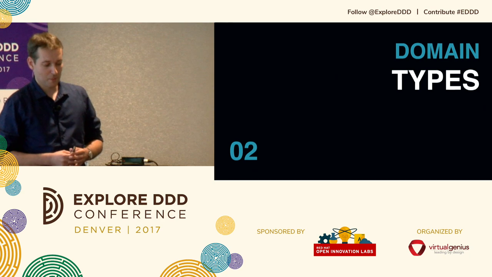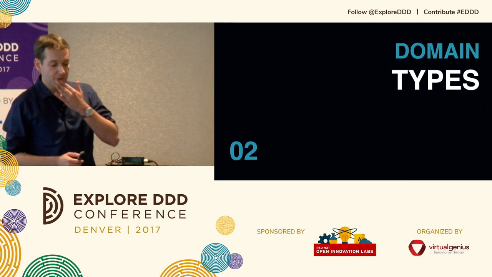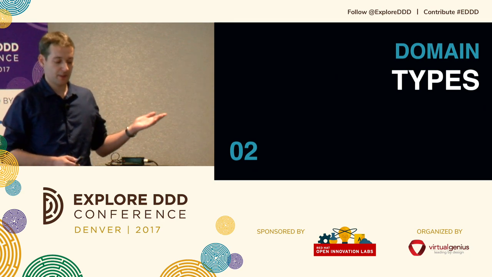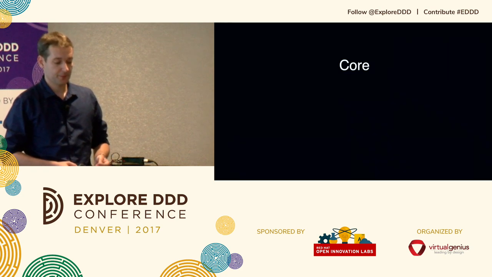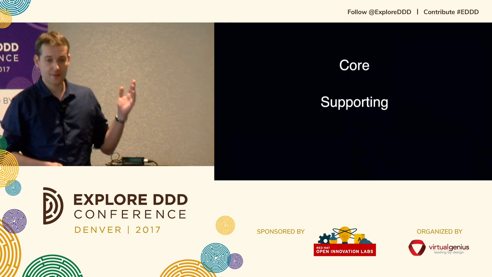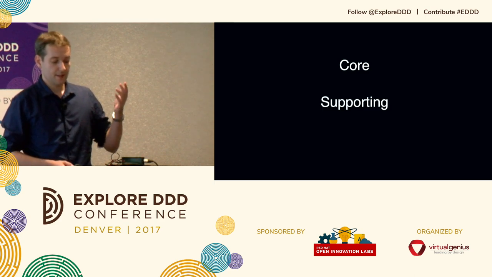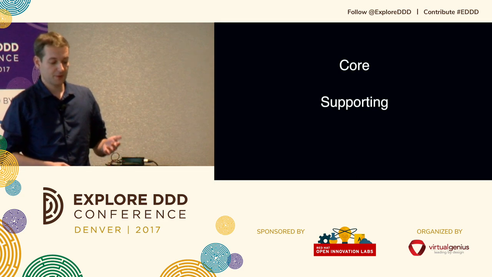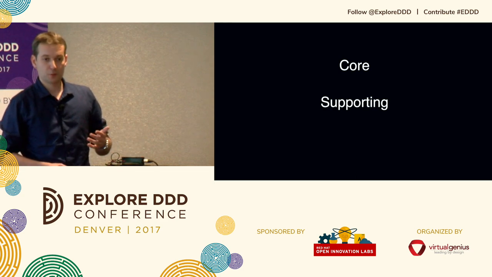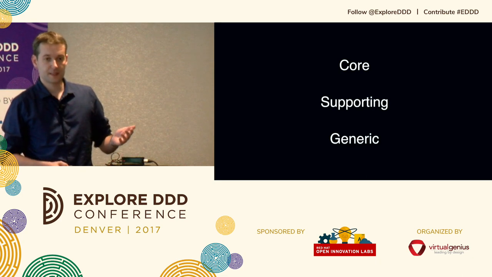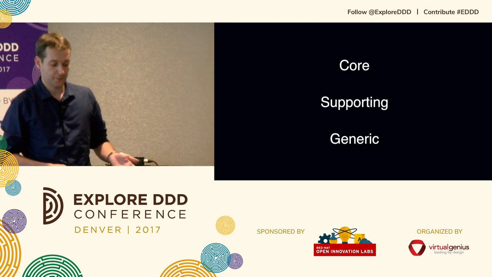Next, domain types. We all know that according to DDD, there are three types of business domains. Core domains, the stuff that you do differently from your competitors to gain competitive advantage. Supporting domains, the stuff you do differently, but it doesn't provide any competitive edge. And generic domains, the stuff that everyone is doing the same way.